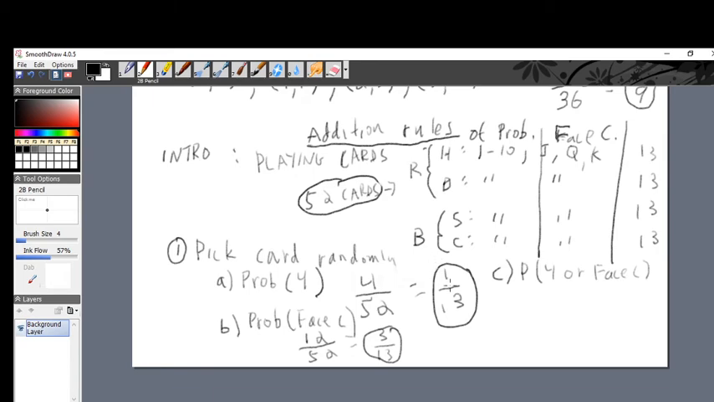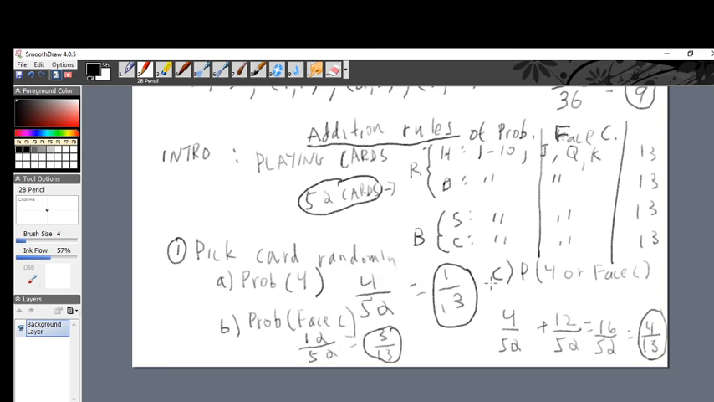The probability is as follows. It is 4 out of 52 chances of getting a 4, and there is a 12 out of 52 chance of getting a face card. So you have a total of 16 out of 52 chances of getting either a 4 or a face card. And what is that reduced to? 16 divided by 4 is 4. 52 divided by 4 is 13. And therefore, the answer is 4 out of 13.